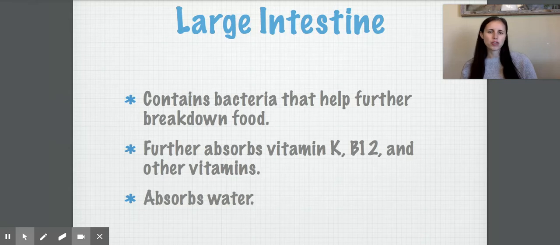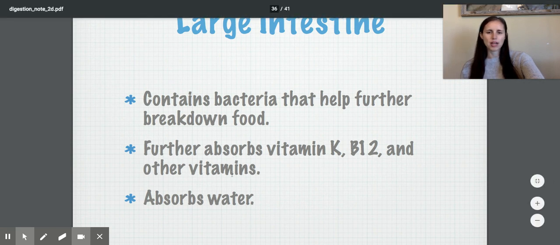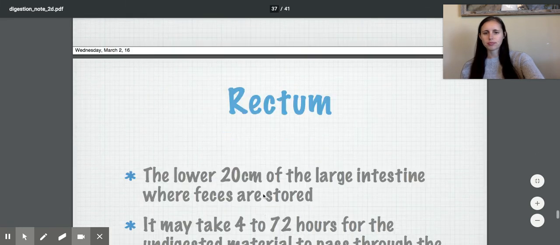Probiotics help to feed your bacteria. So you have good bacteria in your intestines that help to break down food we couldn't break down otherwise. You want to make sure that you keep those good bacteria happy. If you kill those good bacteria, you're going to have a hard time actually breaking down food. You also will get the further absorption of vitamin K, B12, and other vitamins. And again, the large intestine absorbs water.